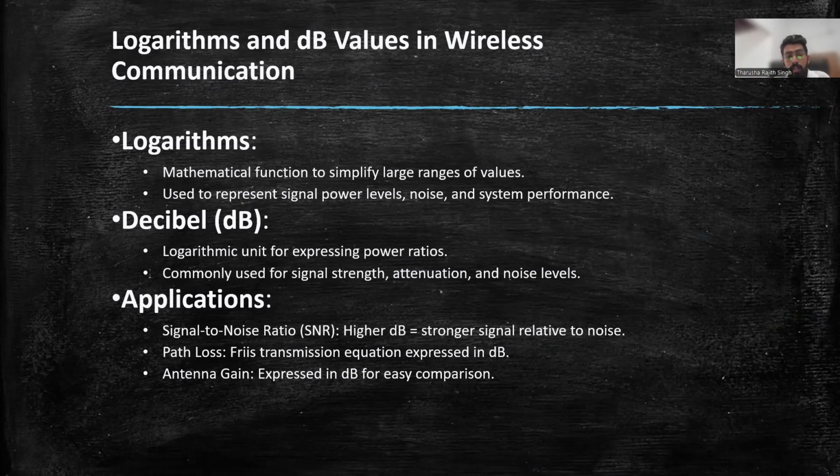So, applications of dB in wireless communication: signal to noise ratio, path loss, antenna gain. Those are the applications of decibels in wireless communication. So in conclusion, logarithms and decibel values are fundamental tools in wireless communication, enabling engineers to analyze and optimize system performance efficiently. By understanding these concepts, we can design more efficient and reliable wireless networks.